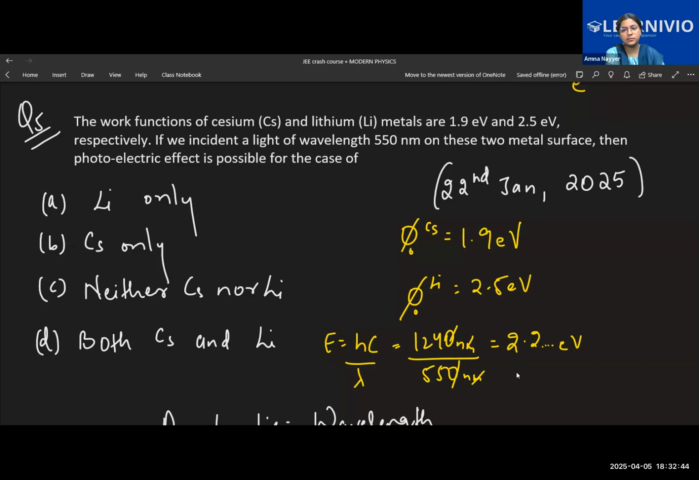Lithium only? Only cesium? No, cesium only. Yes, cesium only. Lithium will not work. This is 2.5, which is having a higher requirement. If it is 2.22, anything below this will work. So cesium is having lesser of this, right? Please write down this question. This was from your 22nd Jan 2025 morning shift.